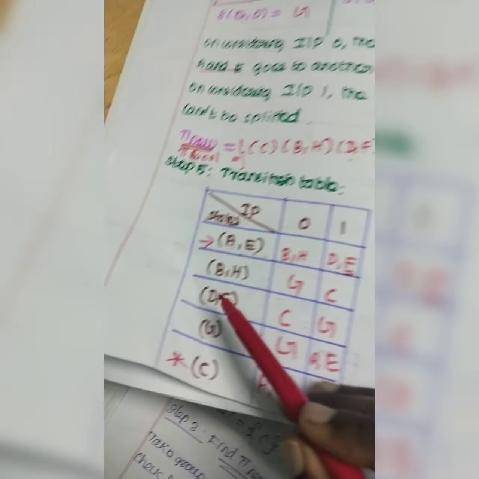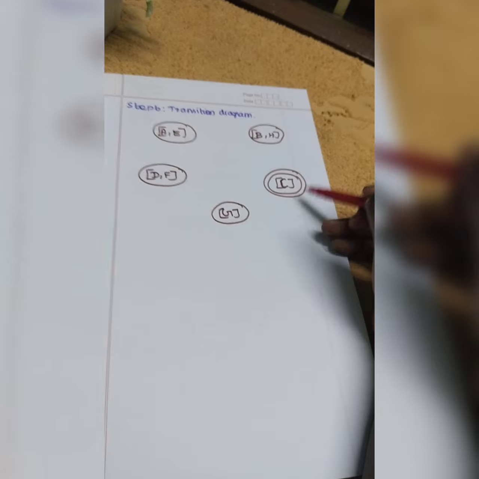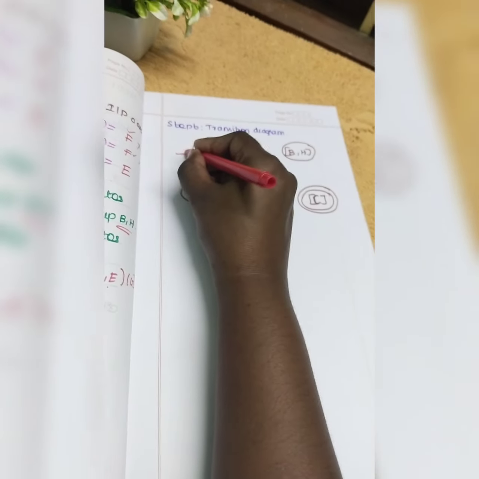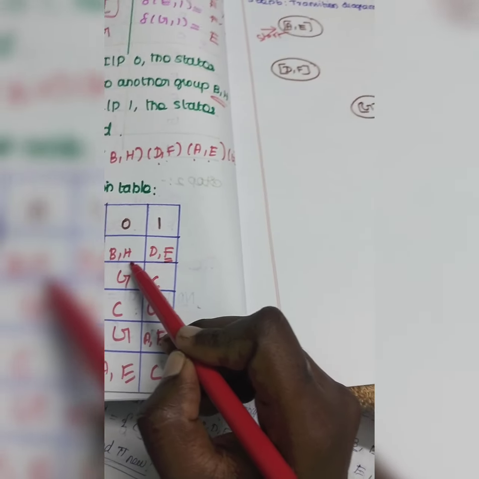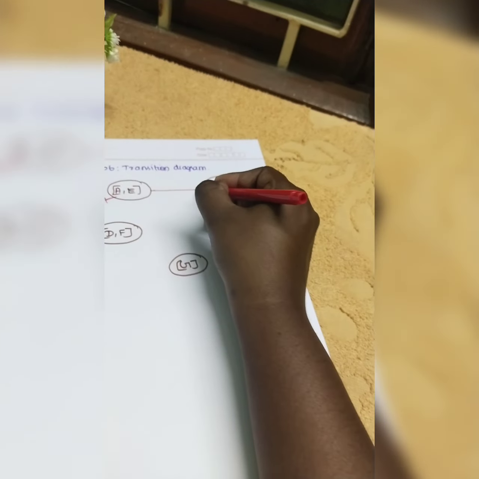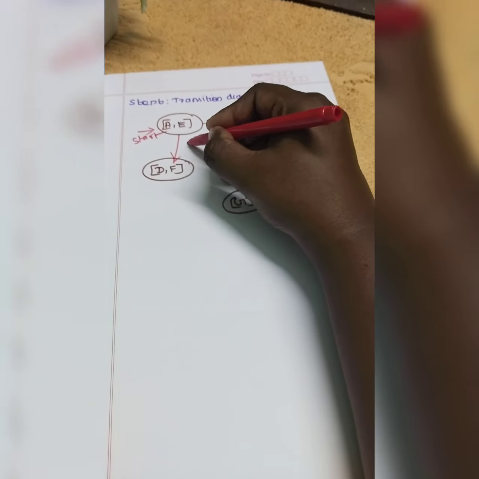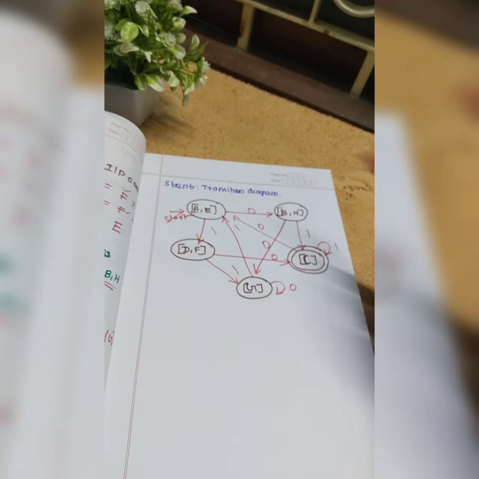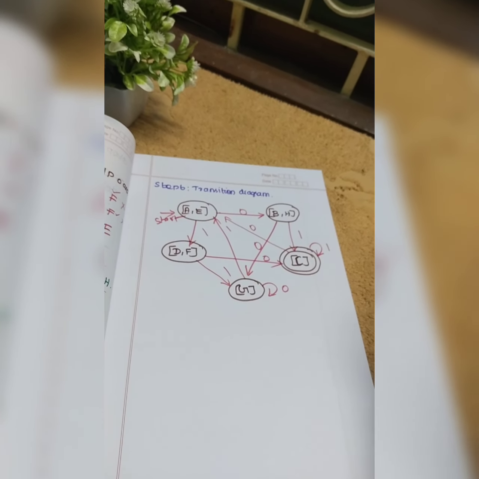You have to draw the transition diagram for that. So I can represent all the states AE, BH, DF, G and C. C is the final state, so I can represent it with a double circle. A is the starting state. So you can check where AE goes with the input 0. It goes to BH. AE with the input 1 goes to DF. Finalize the diagram. So this is your finalized minimized table.